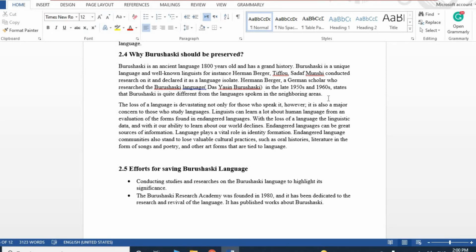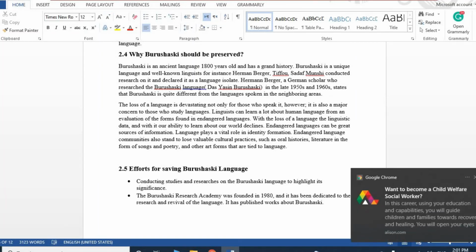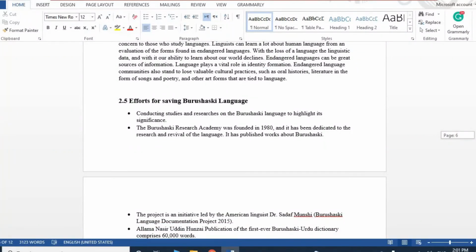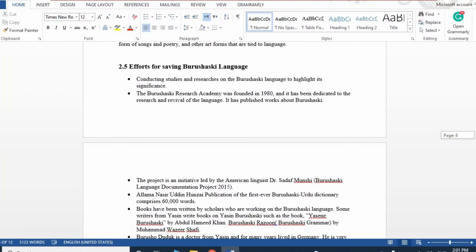And loss of language, any language, is devastating not only for its speakers but for the community. Language is identity, and linguists learn a lot about human language from it. So with loss of language, the linguistic data will be lost, and it can be a great source of information. So what are the efforts that have been made for saving the Burushaski language?